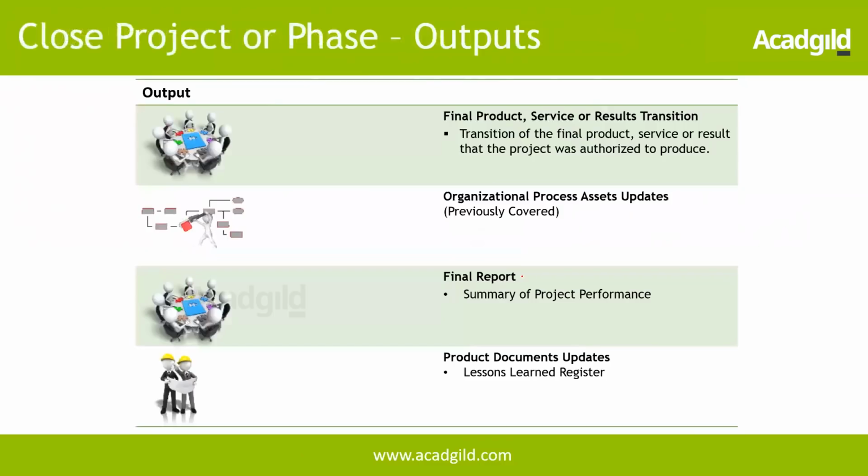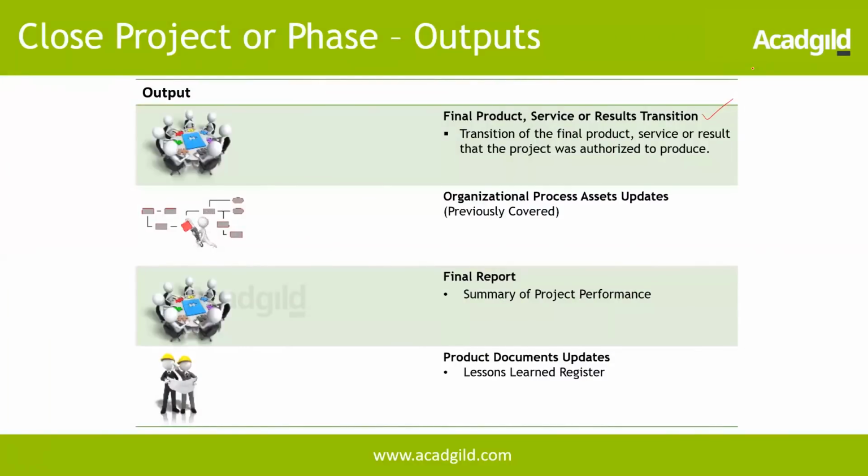And finally the output is final product, service or results transition. So here, transitioning the final product, either you hand it over to the customer or you hand it over to the operations for further use. And going and updating all the documents, I mean, archiving all the records and updating in the OPA.